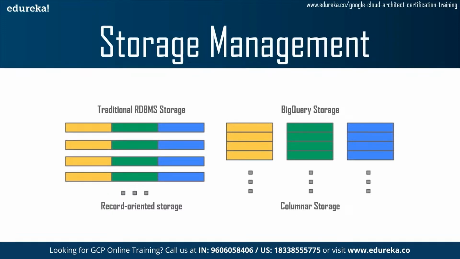The next we have is storage management. Now let's review how BigQuery manages the storage that holds your data. Traditional relational databases like MySQL store data row by row, which means record-oriented storage. This makes them good at transactional updates and OLTP, online transaction processing use cases. Then we have BigQuery storage. BigQuery, on the other hand, uses columnar storage, where each column is stored in a separate file block. This makes BigQuery an ideal solution for OLAP, which means online analytical processing use cases.